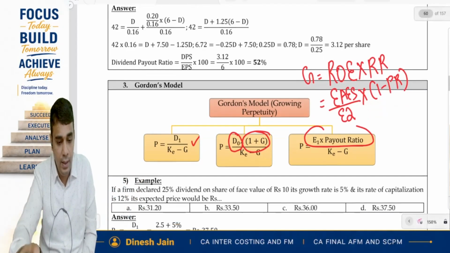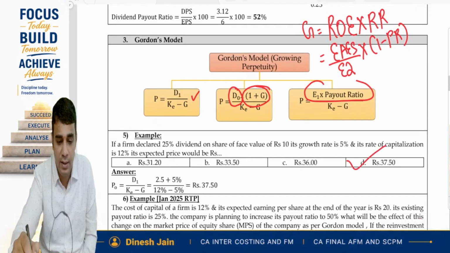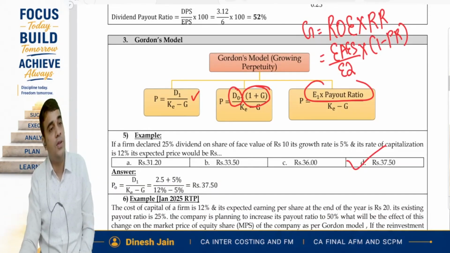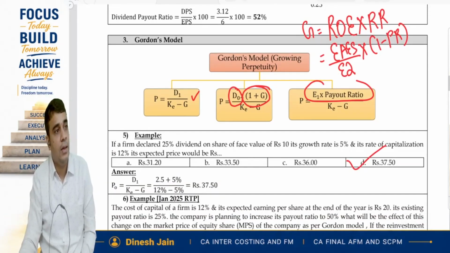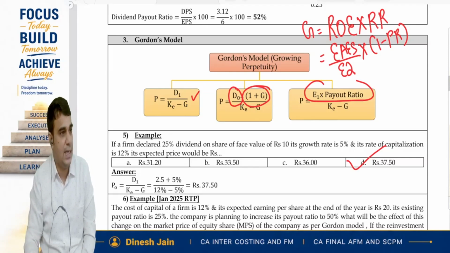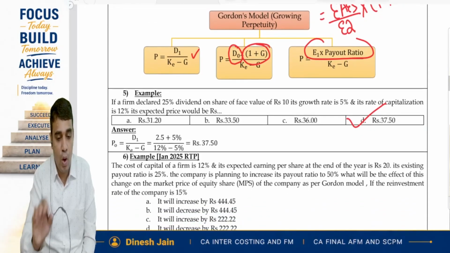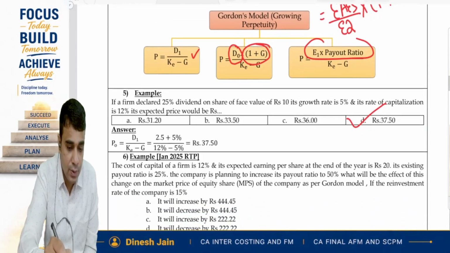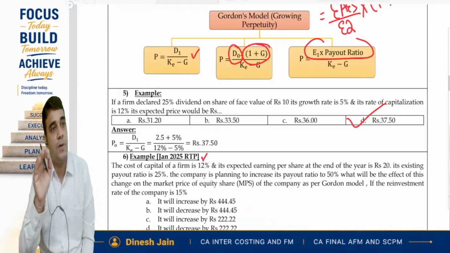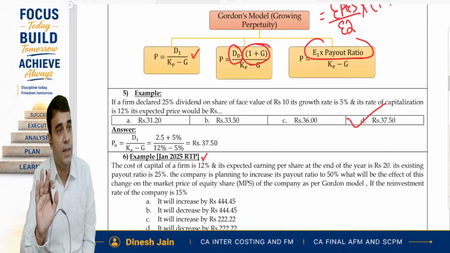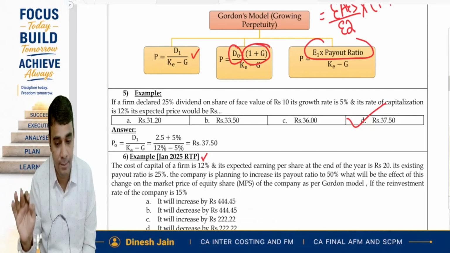Okay. In case that option is not there, without adding the growth rate in the MCQ, their consistency is a little less. Okay. Let's do another example. Cost of capital is 12%. Cost of capital will be cost of equity if you do not have any extra data.